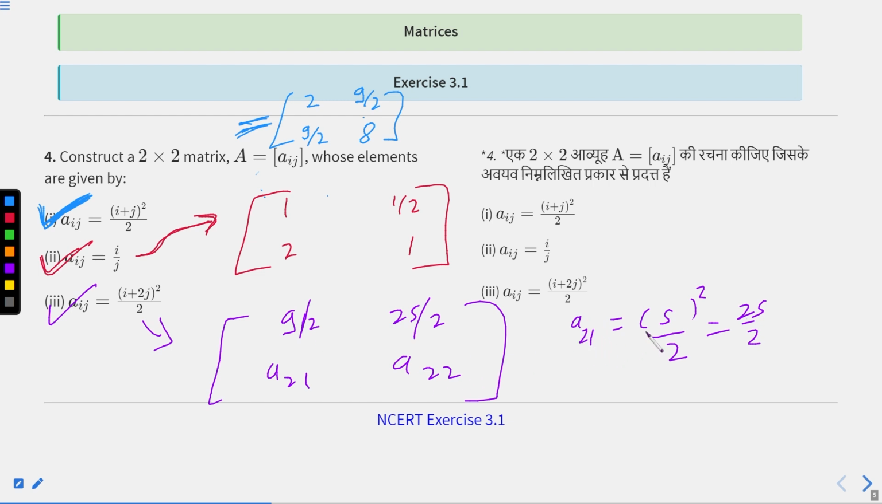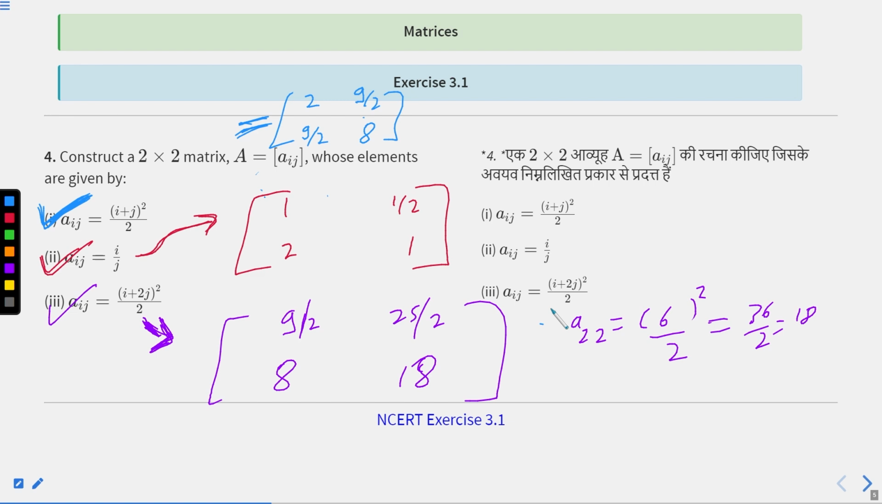Now what about 2, 1? 2, 1 means 2 plus 2 means 4, 4 square means 16, and 16 divided by 2 means 8. So your entry for this will be 8. Now 2, 2 means 2 plus 4, 6, means 36 divided by 2 means 18. Your entry A22 will be 18. Okay, I hope that it is clear. So in this way you can directly construct your matrix according to the given information. Okay, I hope that it is clear to you.